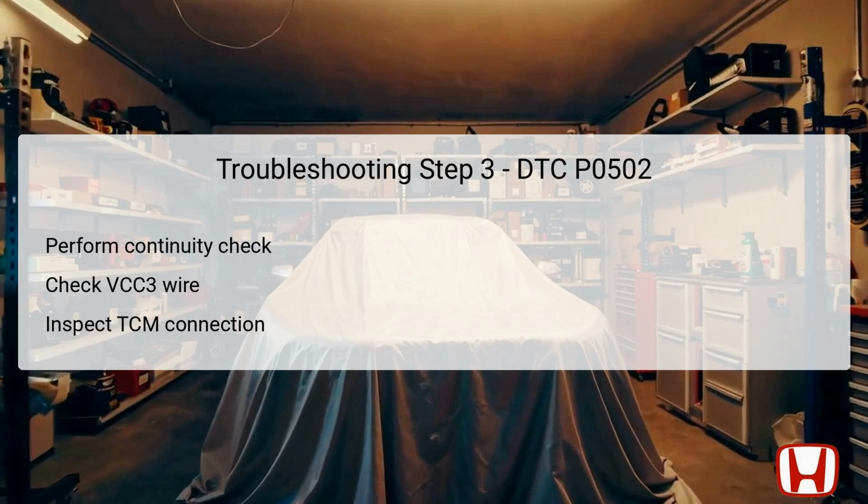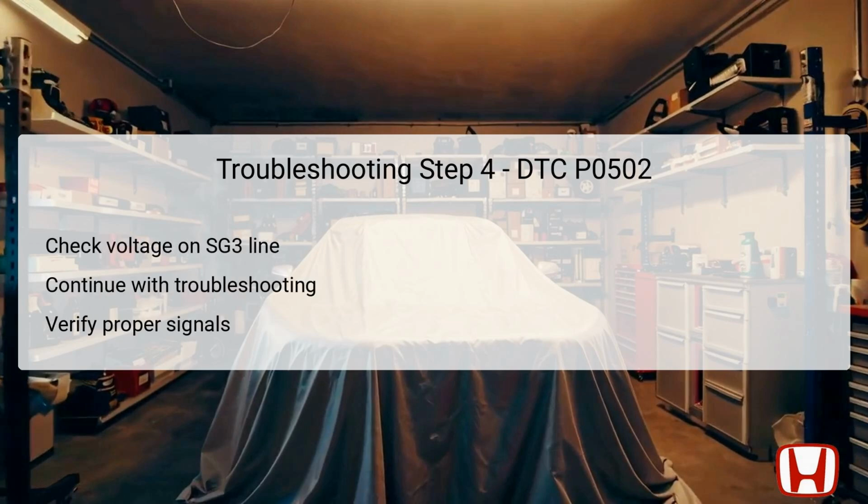If the continuity test fails, repairs to the open in the VCC3 line will be necessary to restore proper circuit integrity. Step 4 entails another voltage check, this time focusing on the SG3 line of the CVT speed sensor circuit. The vehicle should remain in the on mode with the CVT speed sensor 3P connector still disconnected.